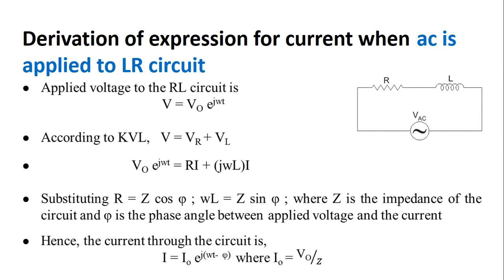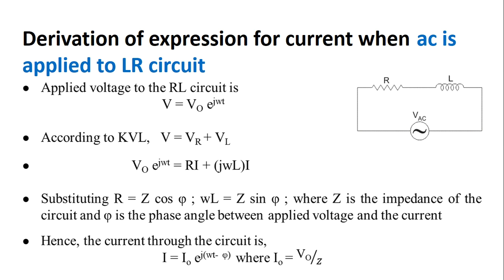For simplification, let us substitute R is equal to Z cos phi and omega L is equal to Z sin phi, where Z is the impedance of the circuit and phi is the phase angle between the applied voltage and the current flowing in the circuit. After simplification, we get the equation I is equal to I0 into e to the power j (omega t minus phi), where I0 is the peak value of the current flowing in the circuit, given by V0 by Z.